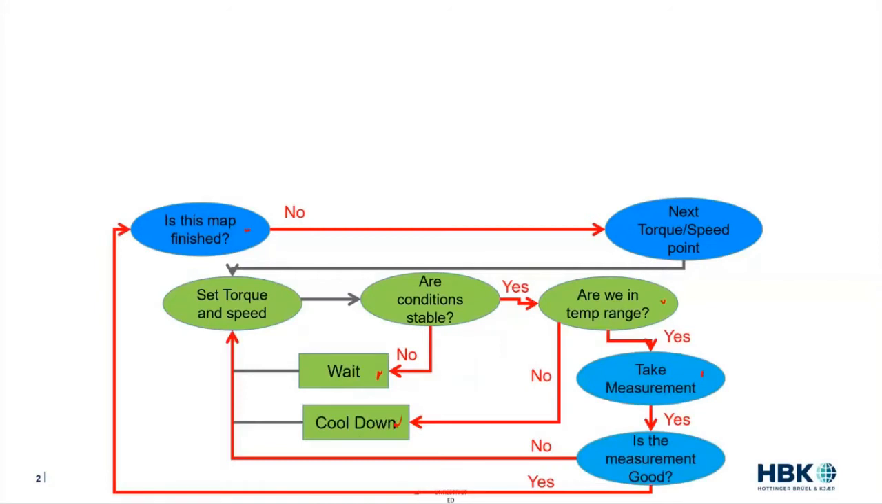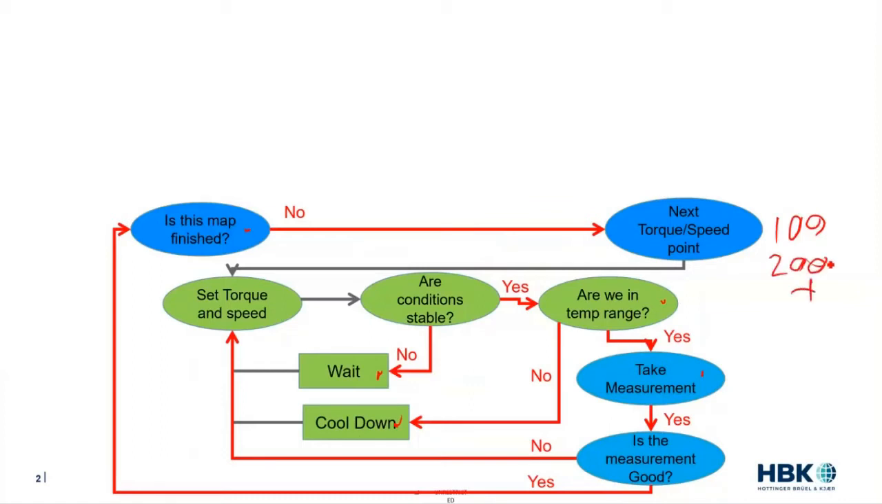From there, we have to ask ourselves, is this measurement good? So we actually have quite the process of stable torque and speed, stable temperature. Is the measurement good? And we have to do this for as many points as we have in an efficiency map, which sometimes is 100, 200, or more.